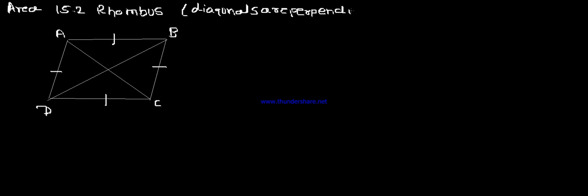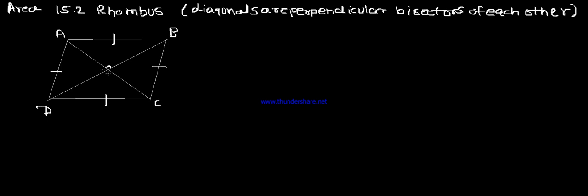Now what do you mean by perpendicular bisectors of each other? Each other means that AC will bisect BD and BD will bisect AC, but at 90 degrees. Because of which you can see the four angles over here. I will name this intersection point as O, and you can see the four angles AOB, AOD, DOC and BOC. So all these four angles will be equal to 90 degrees.